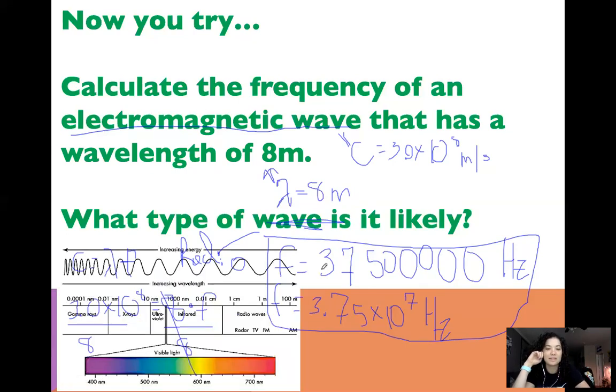Oh, and then here's this in case you forgot. I forgot that I put that there. So radio waves are between 1 meter and upwards of hundreds of meters, which is why this is a radio wave, but more specifically, it's an FM radio wave. Fun, right?